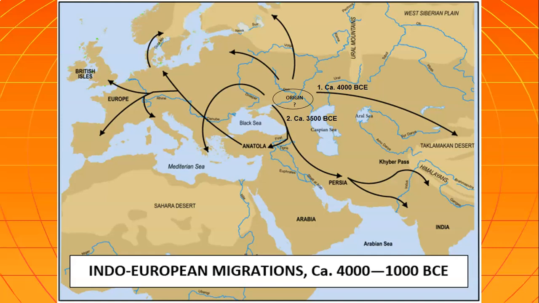The second wave heads south, but notice the route. Some will turn and head into Anatolia, modern Turkey. Some will continue on into what will become known as Persia, and some will continue on and cross the Indus Valley to become what we know as India.